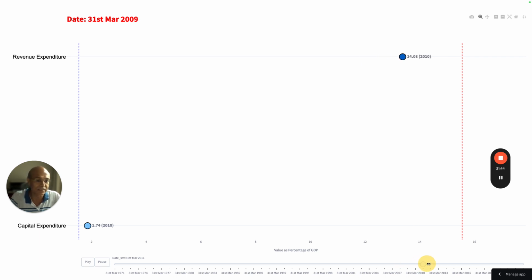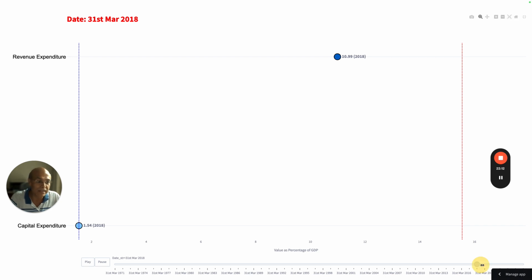Let me just drag this forward, and you will see that the capital expenditure dropped to 1.68% of the GDP in March 2013, and the revenue expenditure went high to 12 points. So in 2013-14, the gap was extremely large. Now, it was within that particular range till March 31st of 2018.